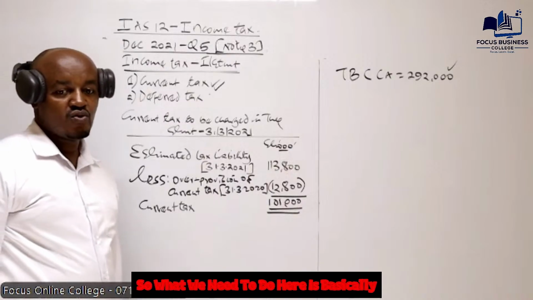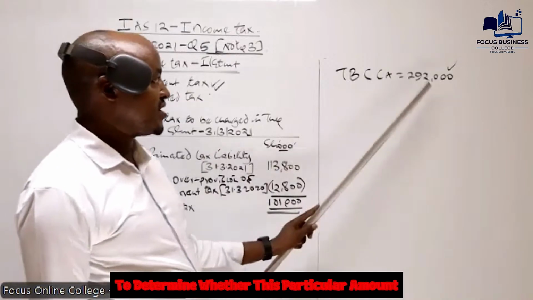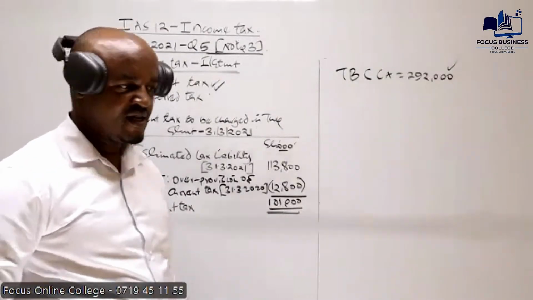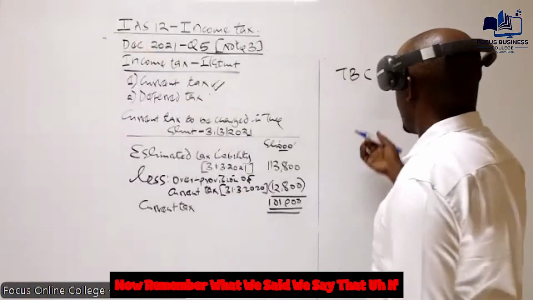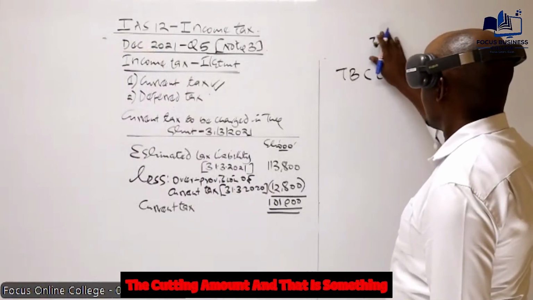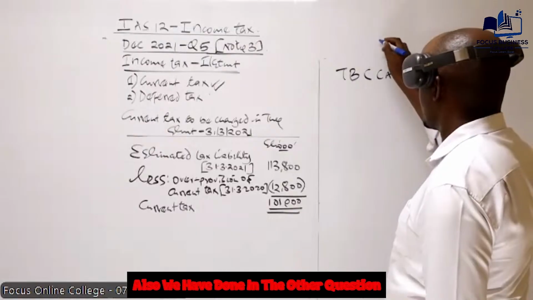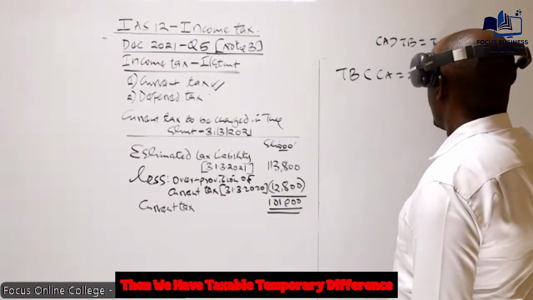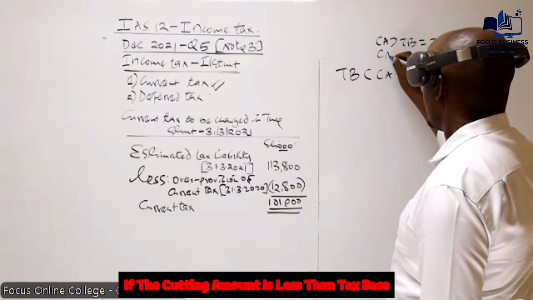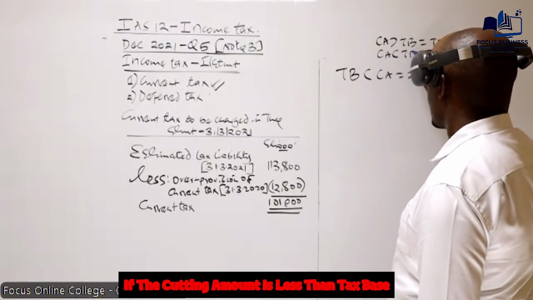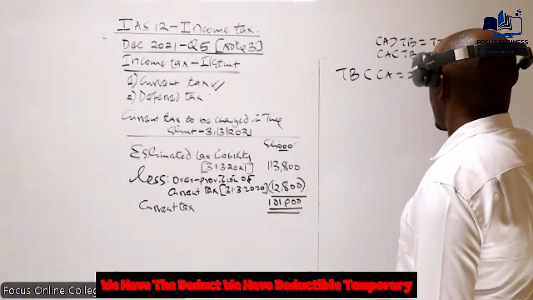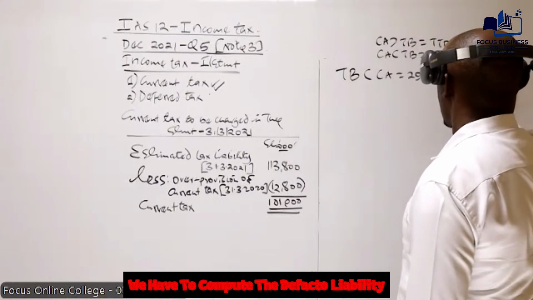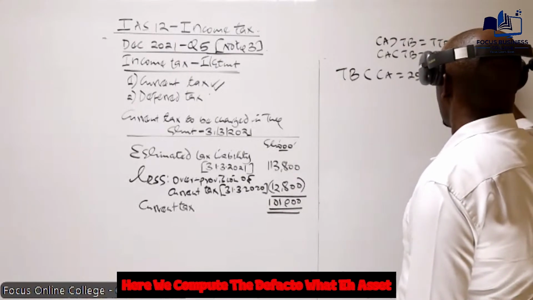So what we need to do here is basically to determine whether this particular amount is a taxable or deductible temporary difference. Now remember what we said. If the carrying amount, and that is something also we have done in the other question, exceeds the tax base, is greater than tax base, then we have taxable temporary difference. If the carrying amount is less than tax base, we have deductible temporary difference. In which case, this one we have to compute the deferred tax liability. Here we compute the deferred tax asset.